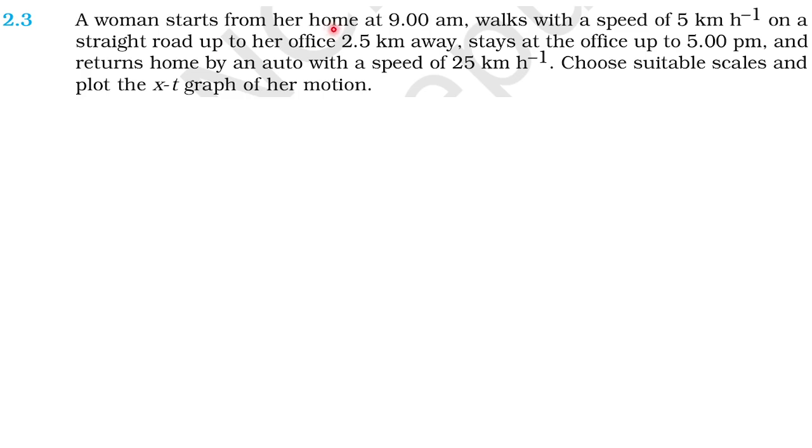A woman starts from her home at 9 a.m. Walks with a speed of 5 km per hour on a straight road up to her office 2.5 km away. Stays at the office until 5 p.m. and returns home by an auto with a speed of 25 km per hour. Choose suitable scales and plot the xt graph.